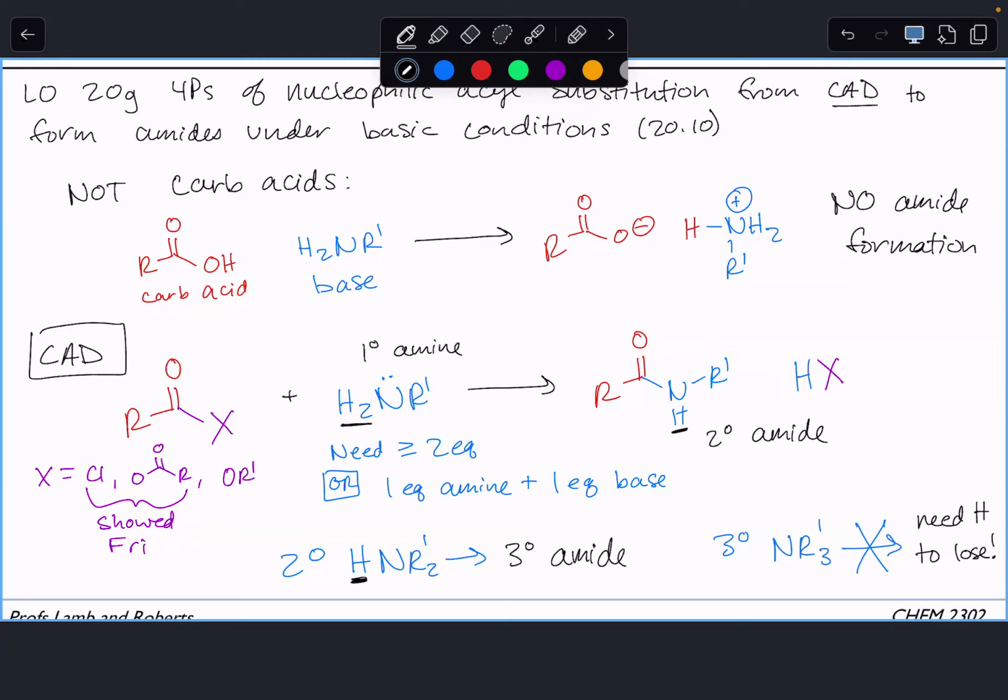So primary amine goes to a secondary amide, secondary amine goes to a tertiary amide. Tertiary amines can't do the reaction because you need to be able to replace a proton with that acyl group. So if you can't do that, the reaction can't happen. Okay?